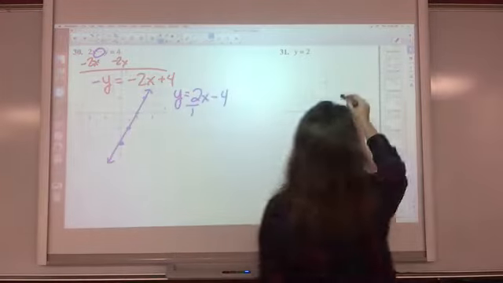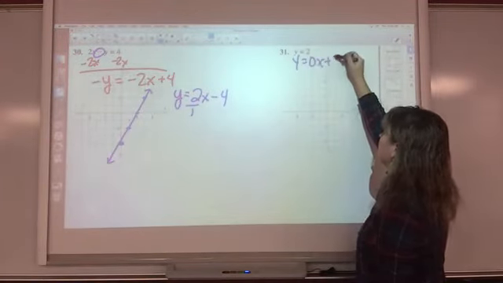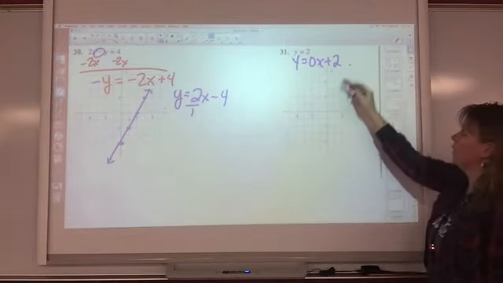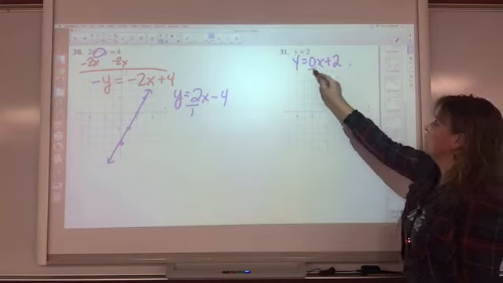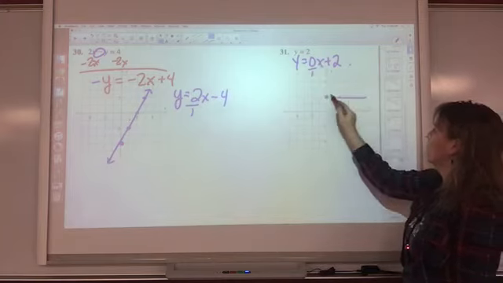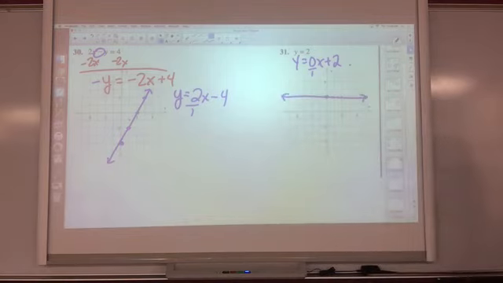Y equals 2 is almost in y equals mx plus b form. If it helps, put it in y equals mx plus b form. Call the slope 0. You know that your base is 2, and you're going to go up 0 over 1, up 0 over 1. Or just know that any y equals equation is a horizontal line with a slope of 0.